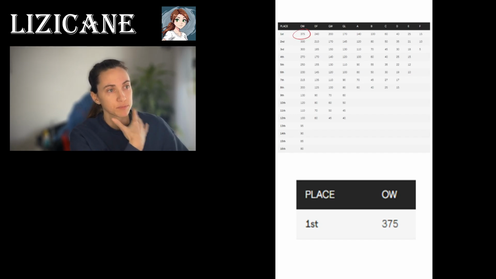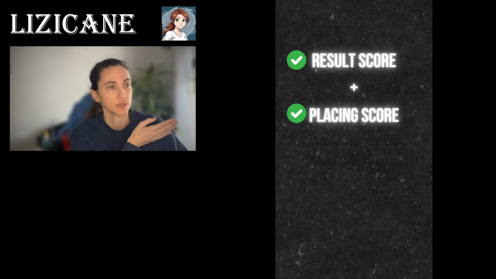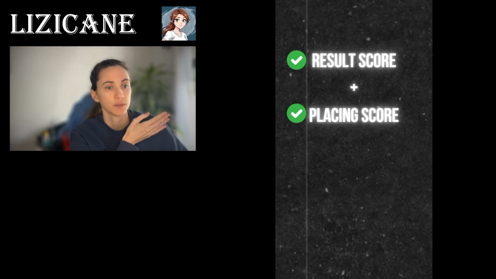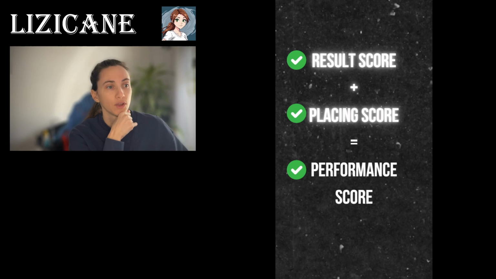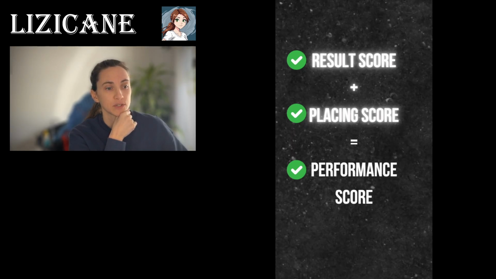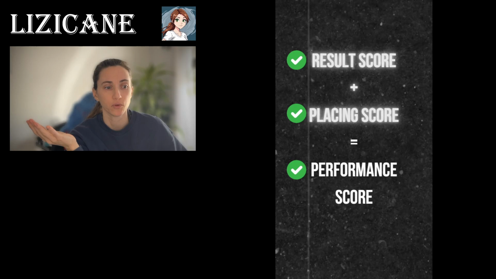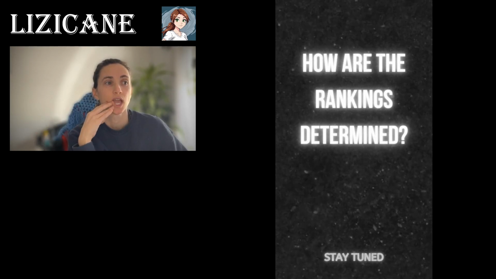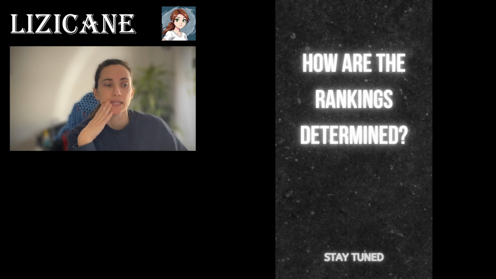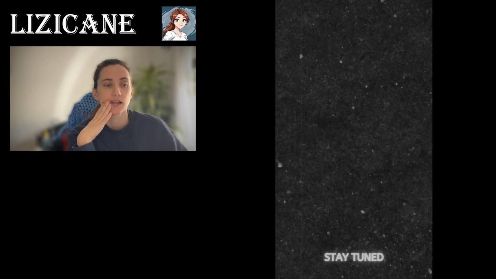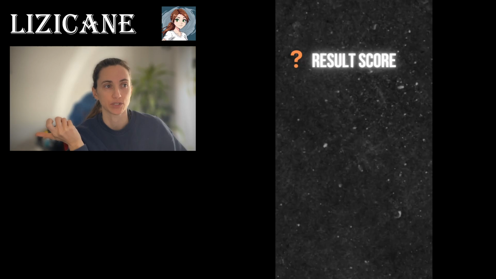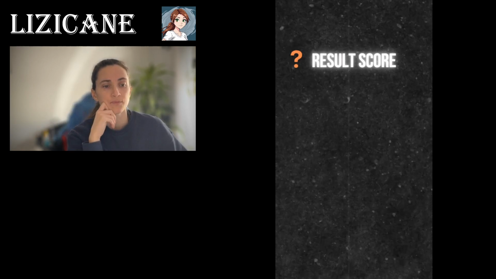So I believe this means that we understand the result score and the placing score, and that's just A plus B equals C. So now we understand how the performance score comes around. But I want to say that there's some more information regarding this that we need to keep talking about. So let's dive one more layer down on each one of those equation things, starting off with the result score.